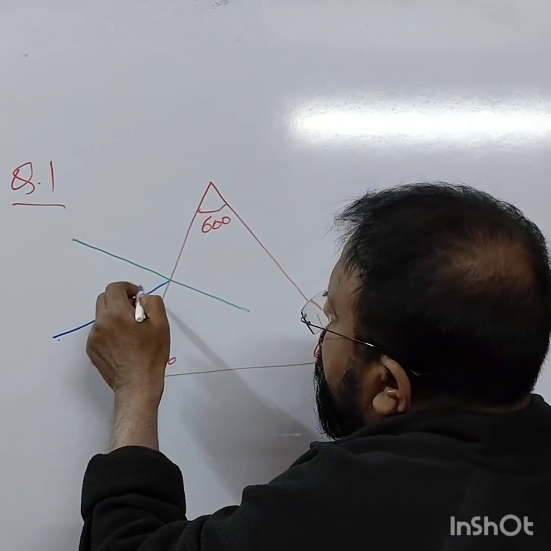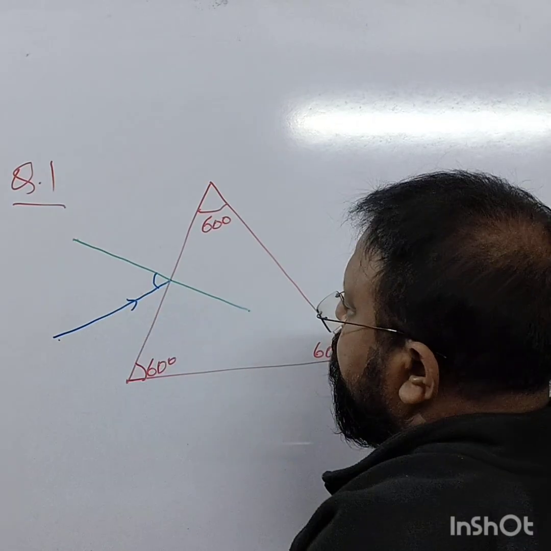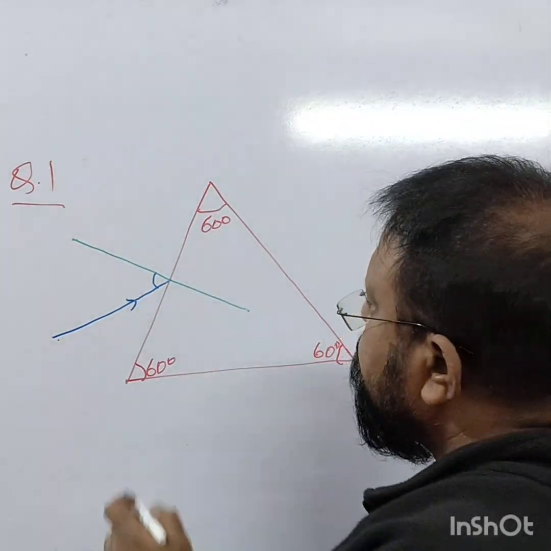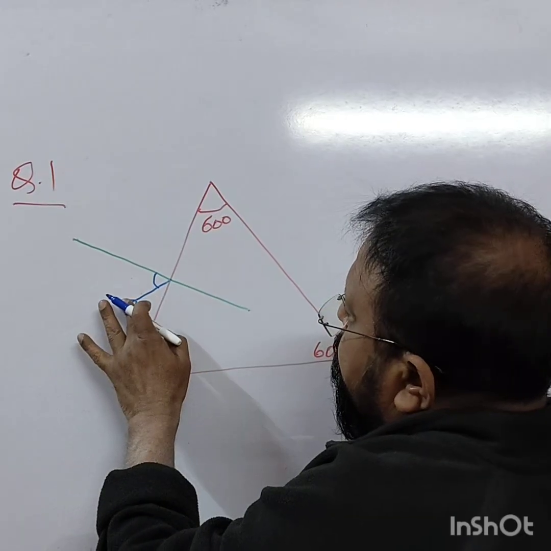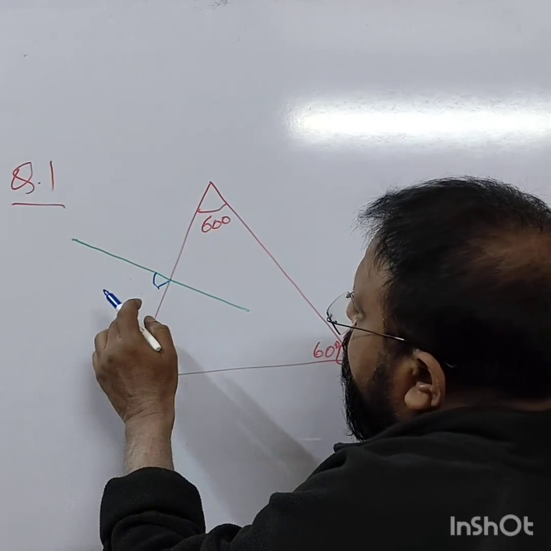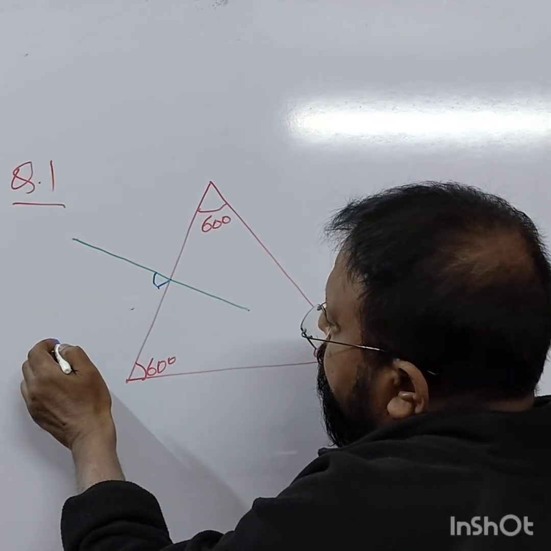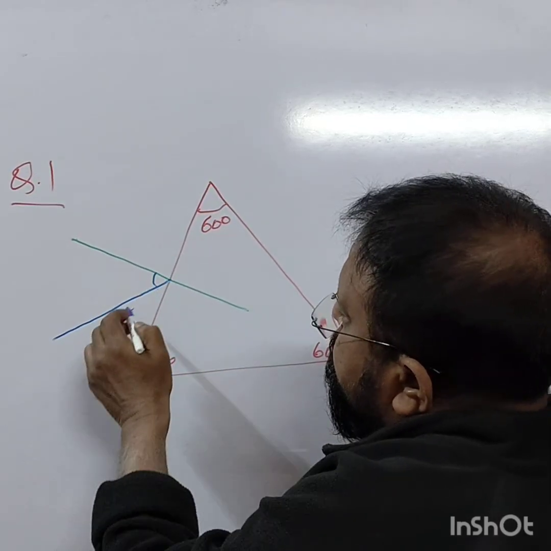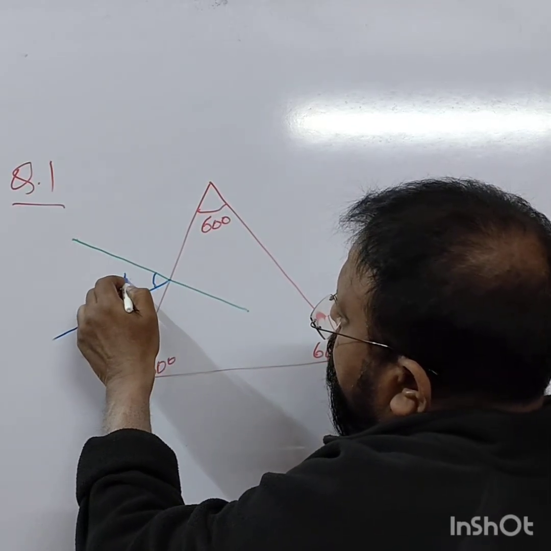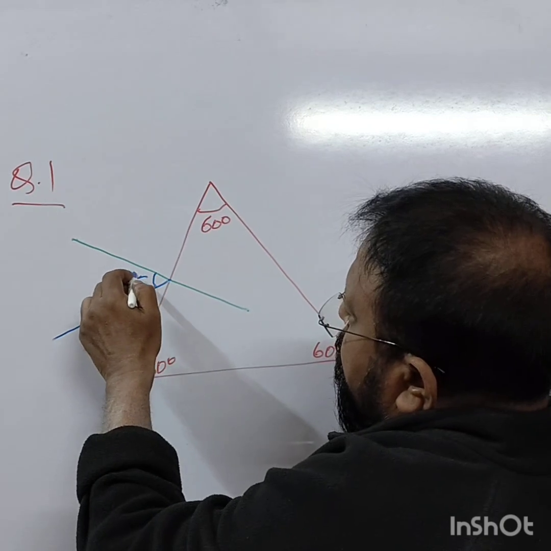It is making an angle of how many degrees? 45 degree का angle है. Oh my god, 45 degree. So we should take it like this. This is of 45 degree. 45 degree angle is there.